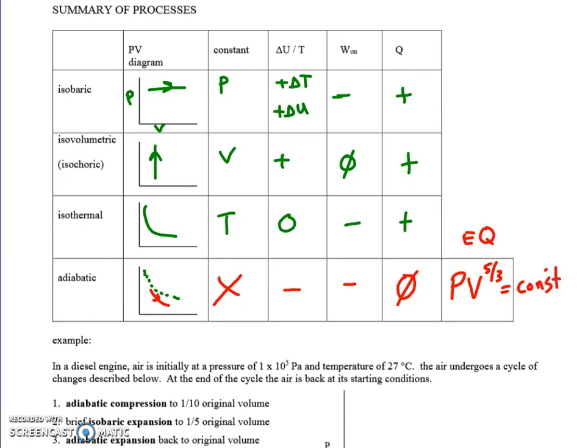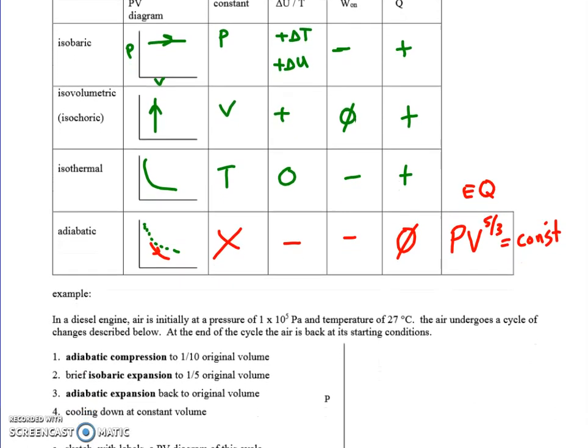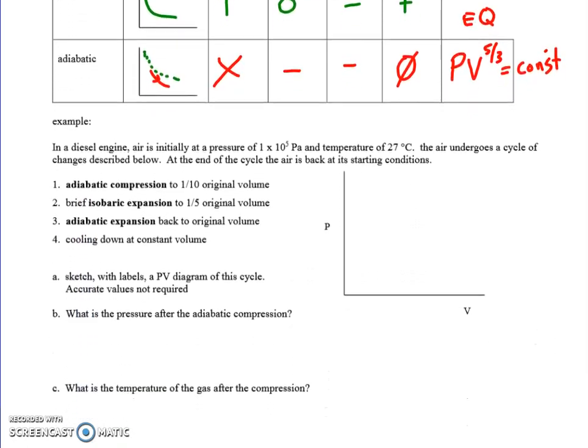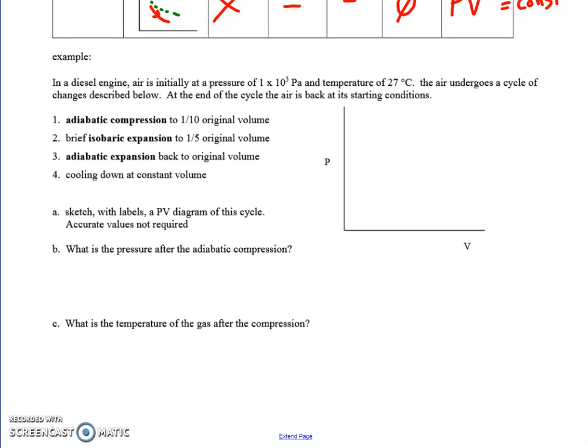Okay, so it's kind of like a different version of our gas law, which says PV equals nRT. This is saying that even if temperature is changing, when we have an adiabatic compression or expansion, we're going to have a relationship that looks like that. Okay, so let's finish up with an example, or maybe I should have you try this example.